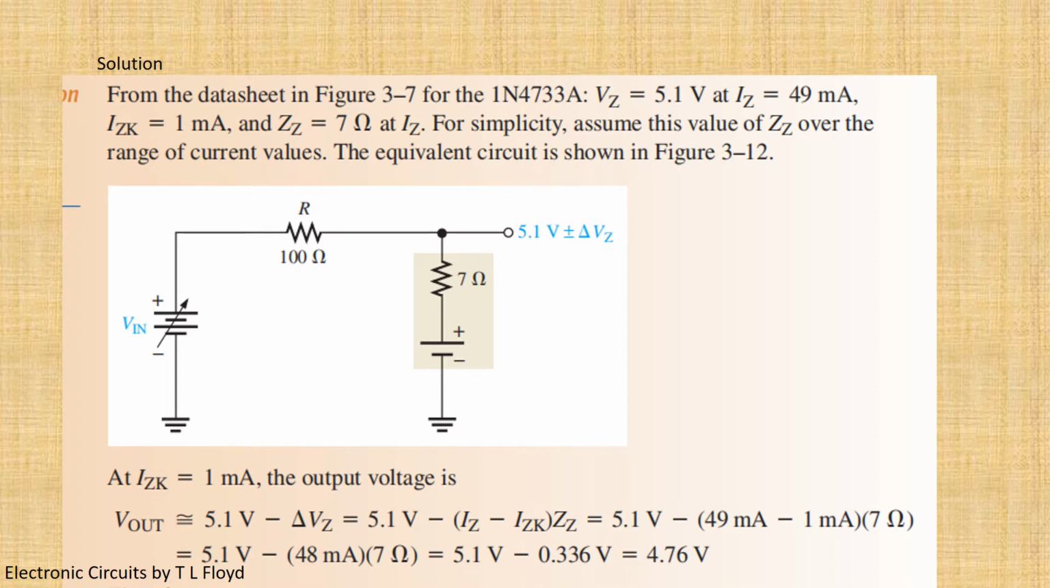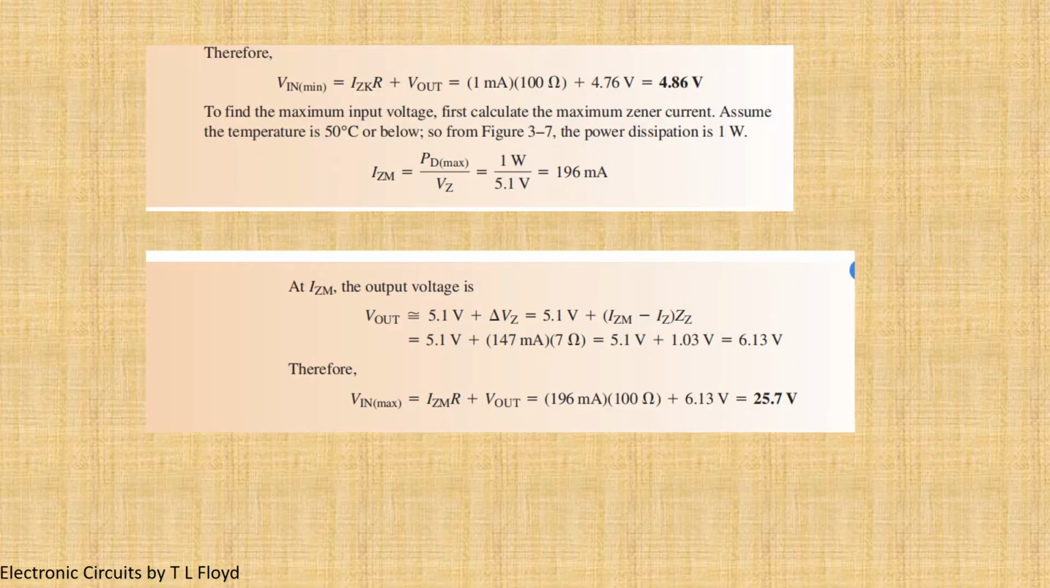The input voltage is nothing but IZ into RZ plus the voltage measured across the Zener diode. So the input minimum voltage is IZK into R plus V output. So it is 4.86 volts. Now, what will be the maximum Zener current? The maximum power dissipated upon the Zener voltage gives a maximum current which comes out to be 196 milliamperes.